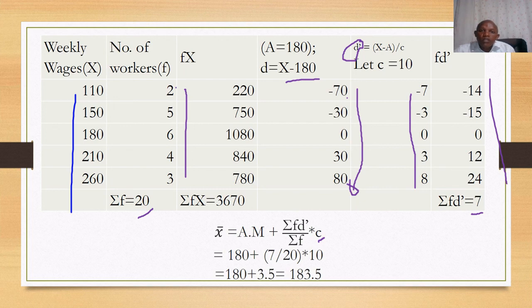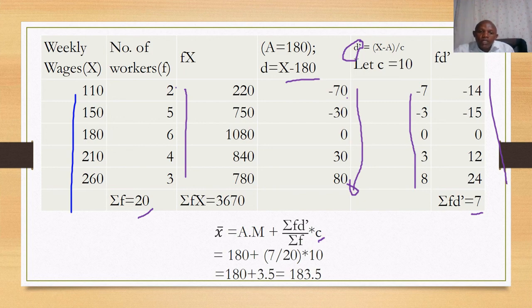So what is common in these terms? Of course it is 10. So you just divide everything by 10 and you have got those values there. Remember, you have to multiply by f because of this value of frequency. So you're multiplying that deviation by the corresponding frequency. Then once you have done that and you have added the summation, you get a negative 7.